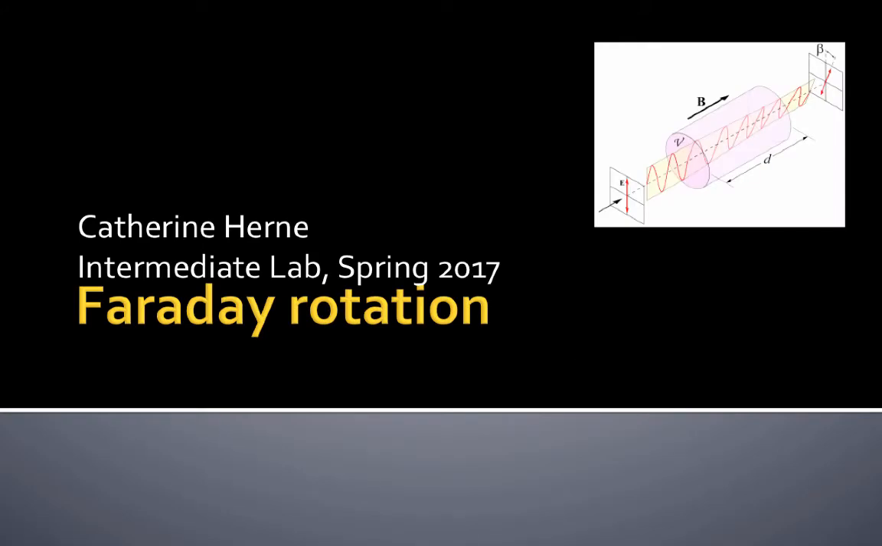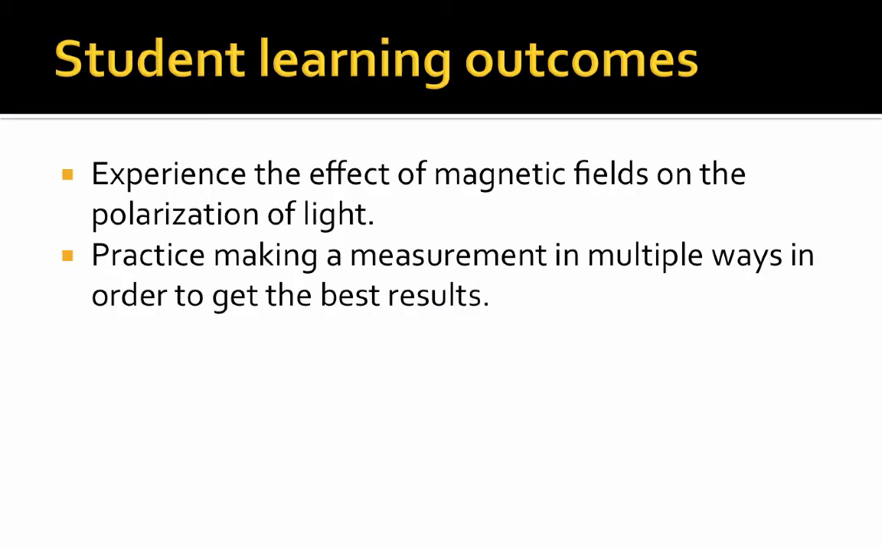This is an introduction to the Faraday rotation lab for the intermediate lab in spring of 2017. The student learning outcomes for the lab are to experience what happens when a magnetic field is exerted on a dielectric and see what happens to the polarization of the light. Also to practice making a measurement in multiple ways so that you can get good results. To think about how to make measurements in more than one way.